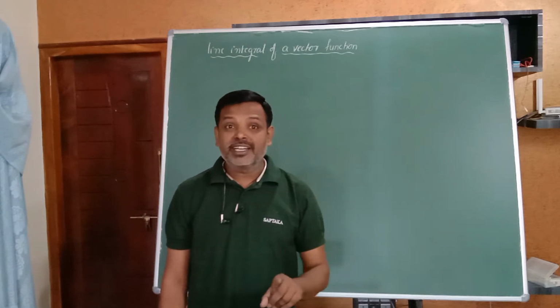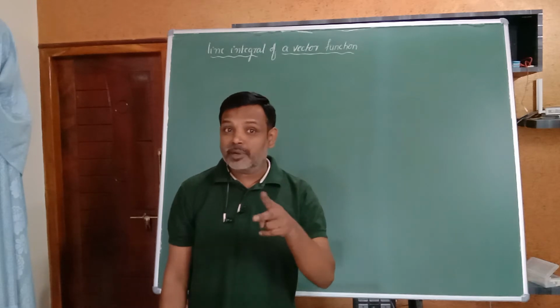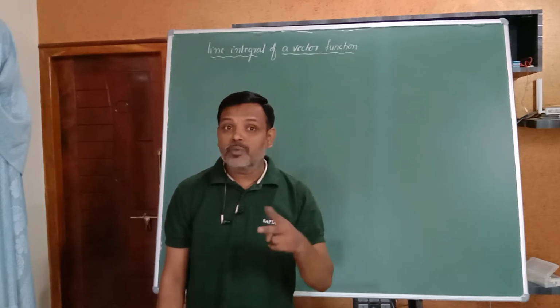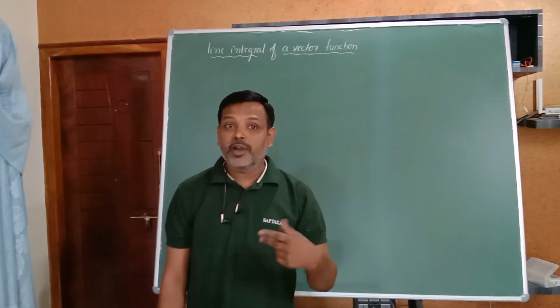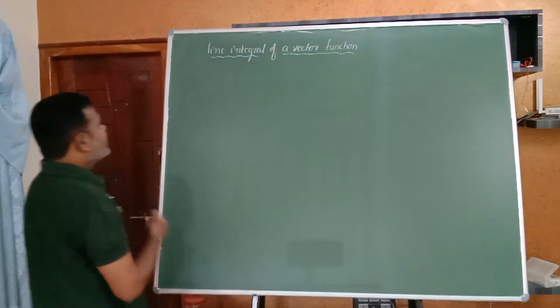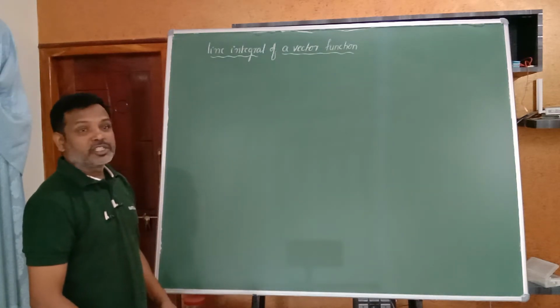If it is a surface integral, we are going to integrate twice, since a surface is nothing but two-dimensional. And when it is a volume integral, volume is three-dimensional, therefore we are going to integrate three times. That is the difference, right? So now, to understand the line integral of a vector function, let us consider a vector function here.